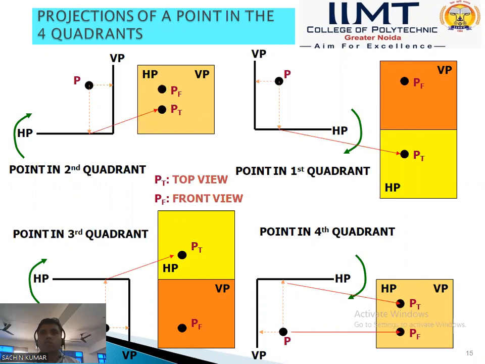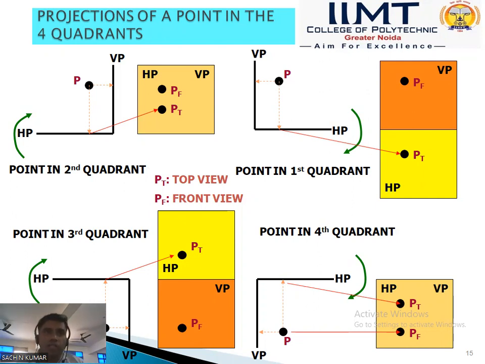Means how to use the four quadrant system to draw any point in the first quadrant, second quadrant, third quadrant, or fourth quadrant. First we discuss a point in the first quadrant. First quadrant means the point is above the HP and in front of the VP, and then the HP plane is rotated 90 degrees clockwise. In the first quadrant, the front view is above the XY line and the top view goes below the XY line.